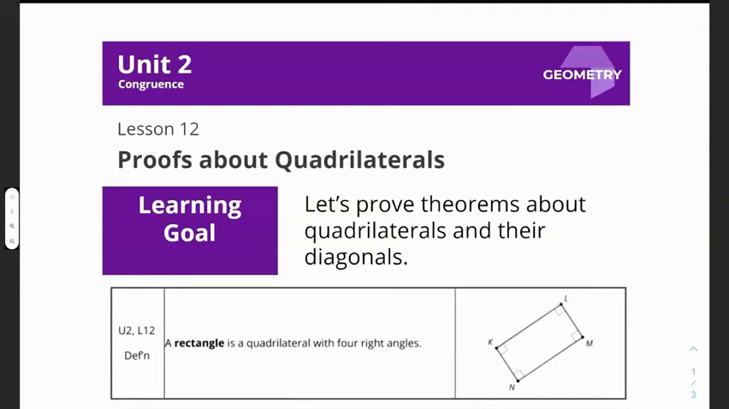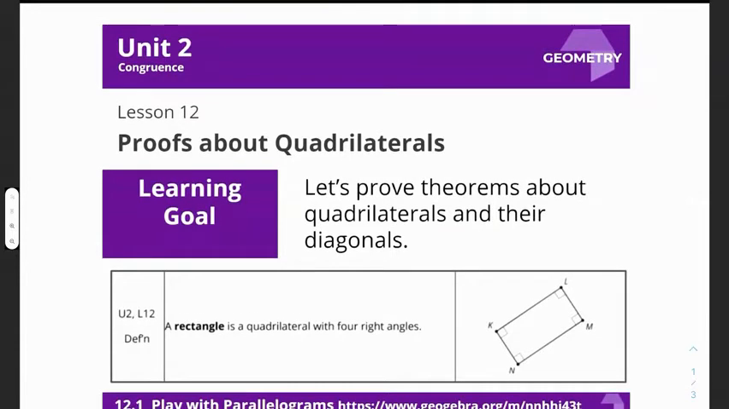Unit 2, Lesson 12, Proofs about Quadrilaterals. So our learning goal is let's prove theorems about quadrilaterals and their diagonals. So again, diagonals, just for those who just saw that word and were like, wait, what? Diagonals would be like something like that. Something that cuts across diagonally, if you will, in orientation of the given figure.